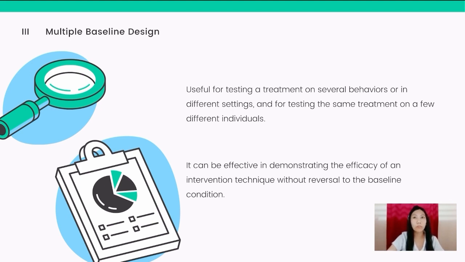So, there are three types of multiple baseline design. These are the multiple baseline across different behaviors of the same subject, the multiple baseline across the same behavior of different subjects, and the multiple baseline of the same behavior of one subject across different settings.